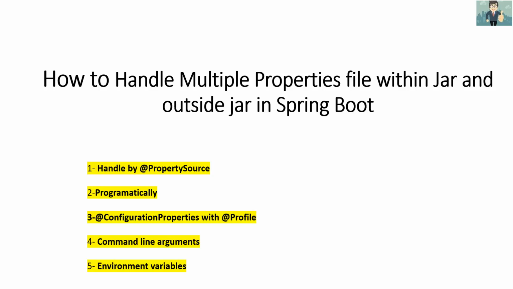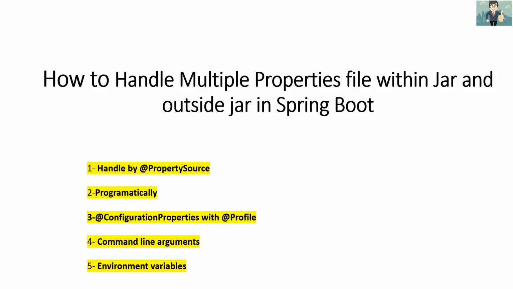Hi friends, today we will discuss how to handle multiple properties files within a jar or outside the jar in Spring Boot. As you know, Spring Boot has one default properties file, that is the application.properties file. Whatever we define there, we don't need to write code to read all those properties. Spring Boot will do it for us.